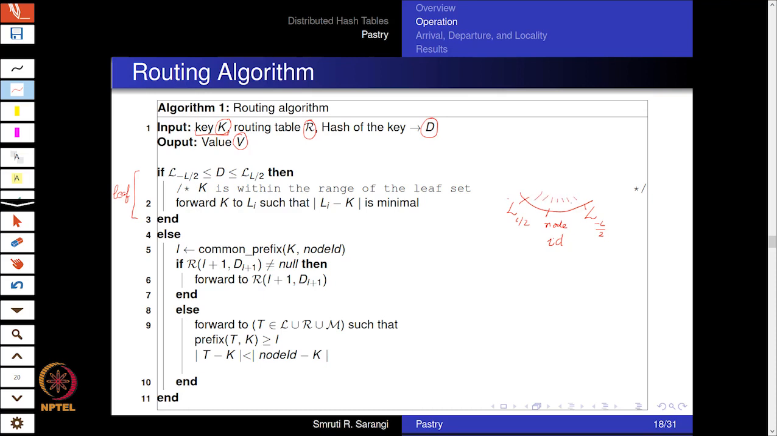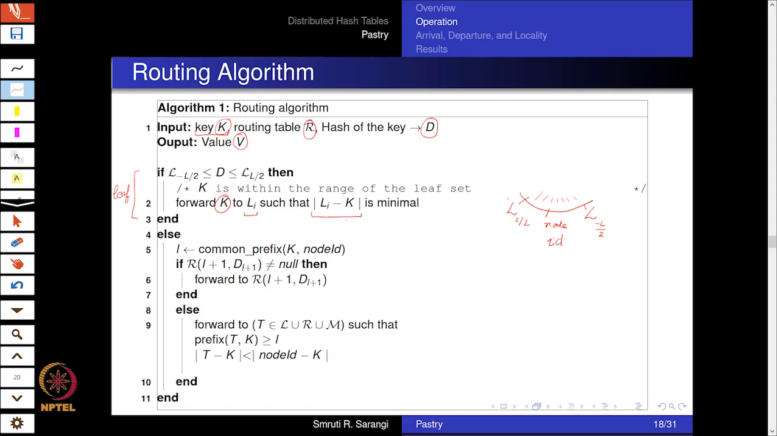So we always assume that the leaf set information is accurate. So the key falls anywhere in this leaf set, then we know for sure which node is numerically closest to it, because our view of this region is absolutely correct. So what we can do is we can forward the key K to the leaf Li such that the distance Li minus K is minimal. So this itself is the closest node ID.